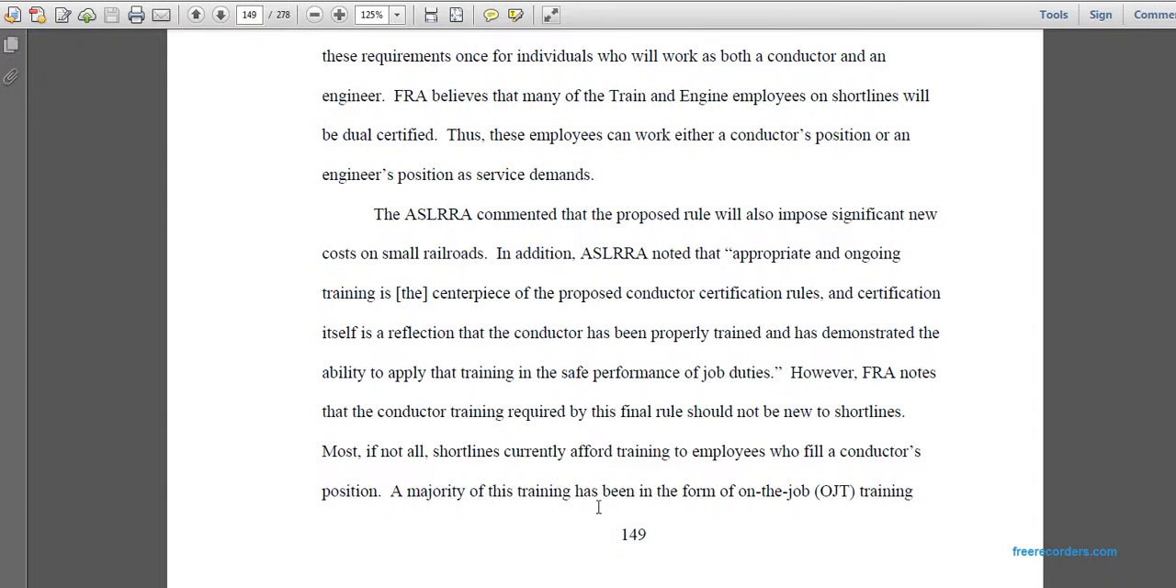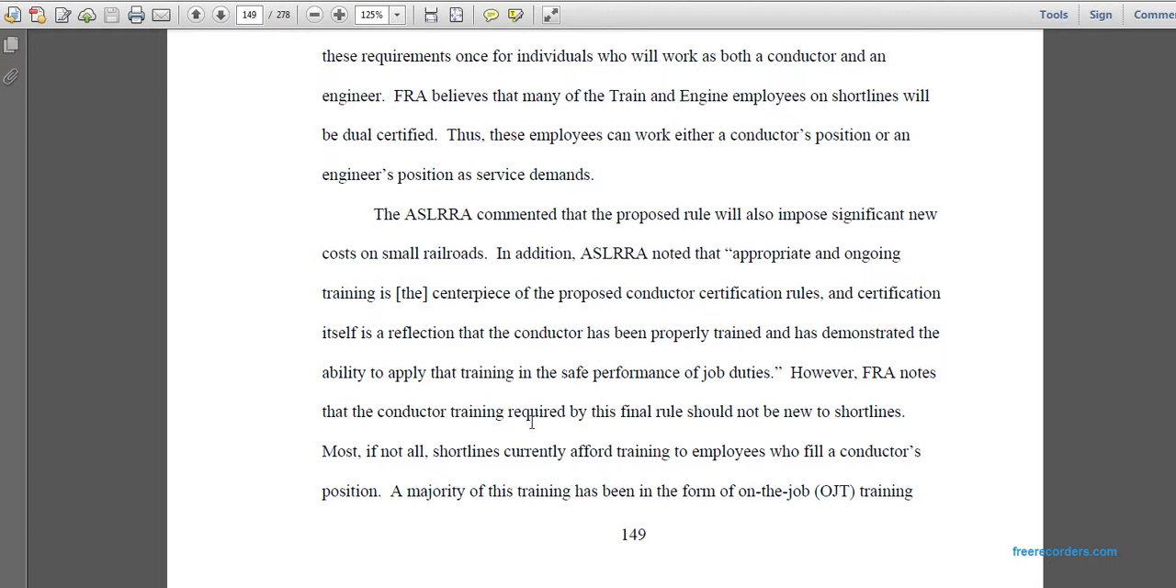The American Short Line and Regional Railroad Association commented on the proposed rule and the significant new costs imposed on small railroads. In addition, the ASLRRA noted appropriate ongoing training as a piece of the proposed conductor certification rules, and that certification itself reflects that the conductor has been properly trained and has demonstrated the ability to perform the safe job duties.